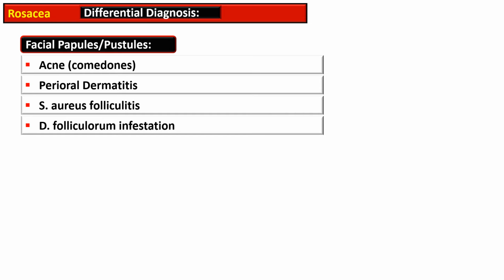The rosacea should be diagnosed or differentiated from facial papules and pustules such as acne, perioral dermatitis, Staph aureus folliculitis, and Demodex folliculorum infestation. In acne, there is presence of comedone, and there is wider distribution of the lesion that improves with sunlight. Perioral dermatitis occurs in female with pustules and erythema around the mouth and chin. This may be precipitated by the use of topical steroids.